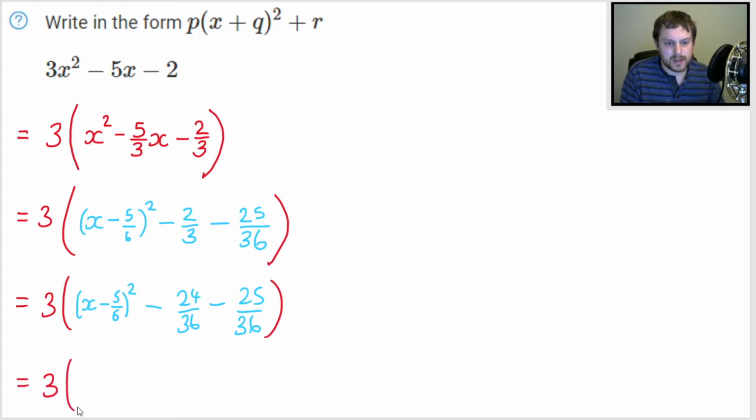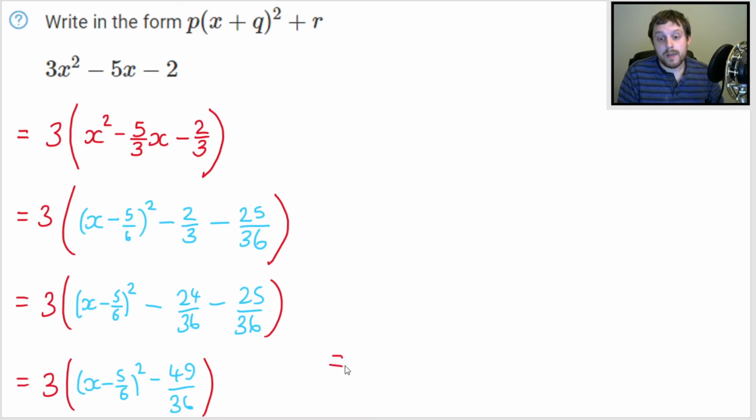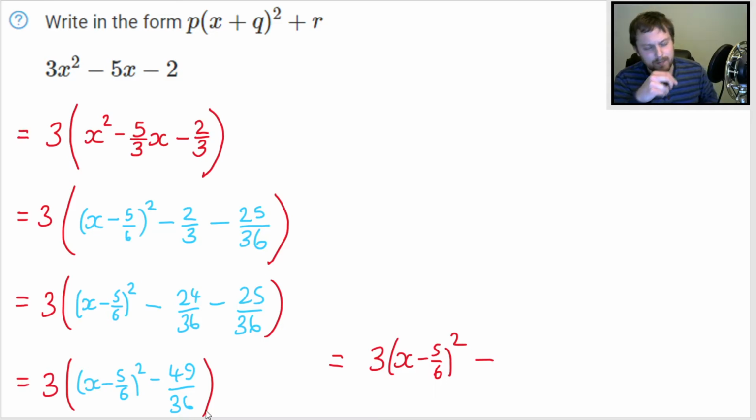And then what's this? Nearly there. X minus 5/6 squared minus 49 over 36 altogether. Right, because minus 24, take away another 25 is minus 49. And then the 3 multiplies through, it just lives at the front of this thing getting squared. And we have to worry about what is 3 times minus 49 over 36.